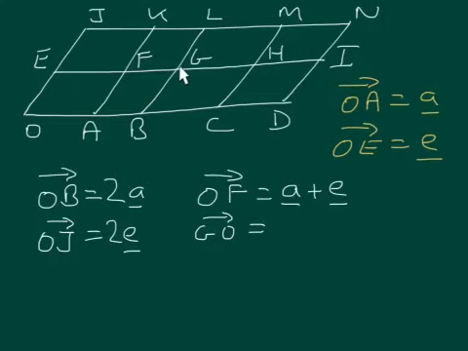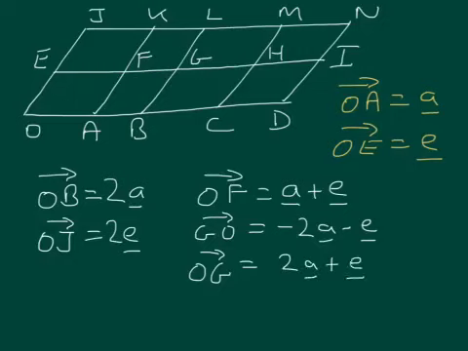What's the vector from G to O? From G to O, there's G. We need to go back 2A and down 1E. So it's minus 2A and minus 1E. What about O to G? Well, the vector from O to G, that's there to there, that's 2A plus 1E. So notice that OG is the same as GO, but the signs have changed because they're just going in the opposite directions.